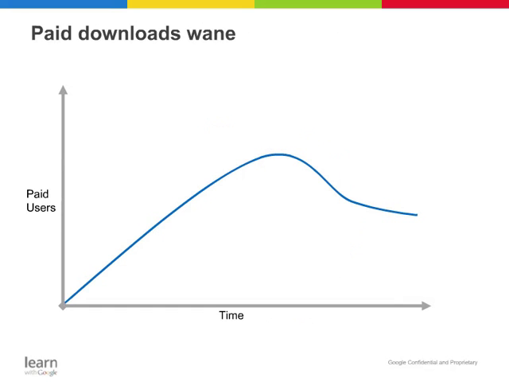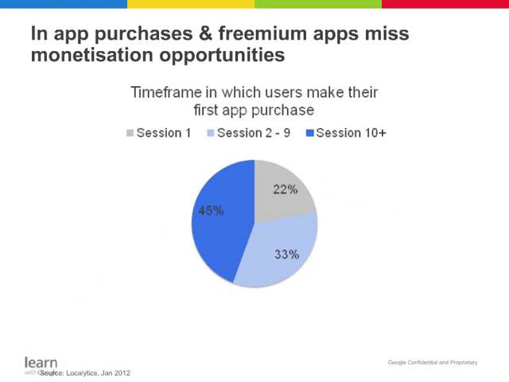Secondly, paid downloads also wane over time. So this can be a very unstable revenue stream, and you can't build a business on an unstable revenue stream. Thirdly, we also see here in this pie chart that nearly half of users may never make an in-app purchase. Even if they do make a purchase on the 10th interaction with your app, you've already missed out on the 9 previous monetization opportunities.